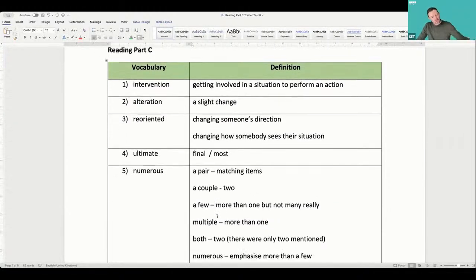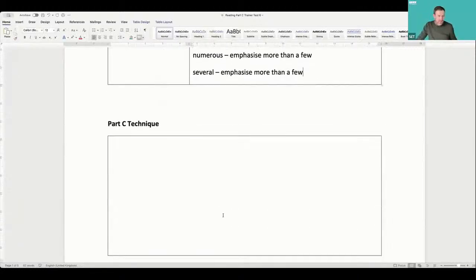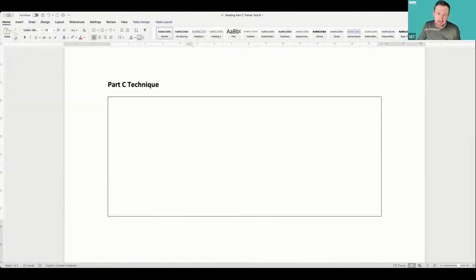All right, so we've got this vocabulary along with the words that you've been looking at earlier in the week. We've got 2 days. Let's see how many Part C questions we can do in that time. Okay, Part C technique and format. Am I right in thinking that there are 12 questions in Part C? No, 16 questions. Thank you very much.